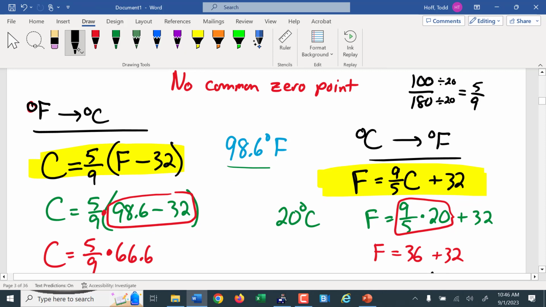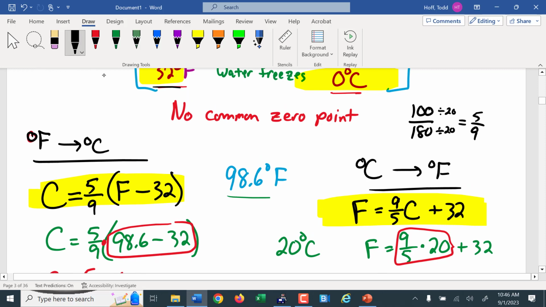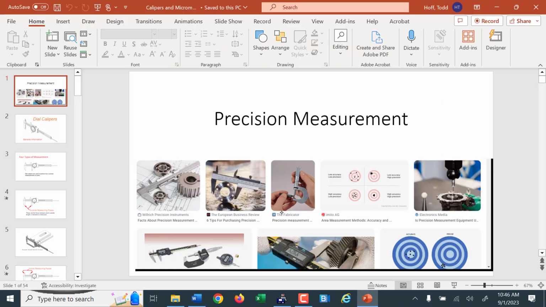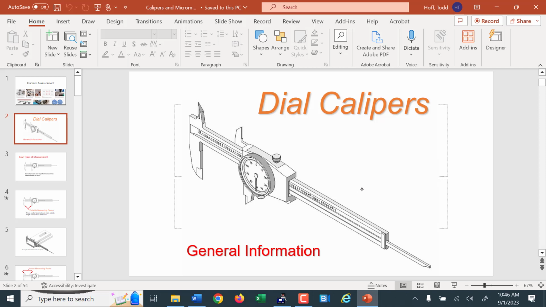So next on our list, we're going to talk about some precision measurement. Hopefully we can move through this rather quickly. I'm hoping you guys all have some experience with calipers and micrometers. Just doing a quick review to make sure that we're on the same page. So precision measurement, we're going to start out with dial calipers.